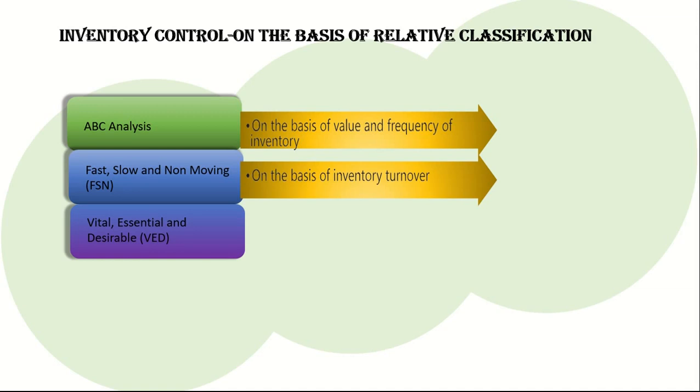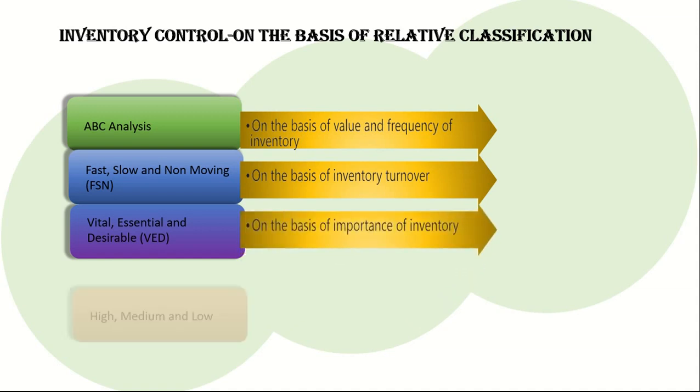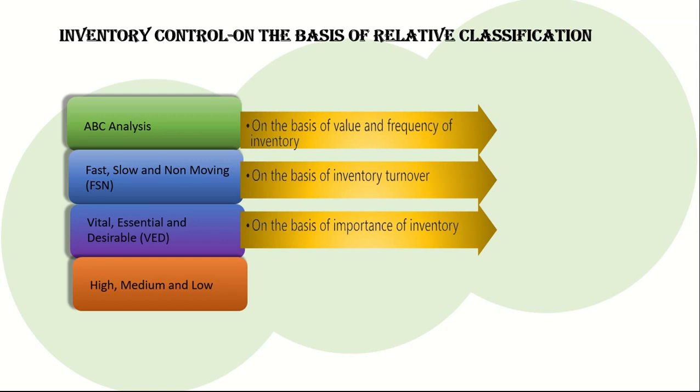Essential: items under this category are essential but not vital. The unavailability may cause substandardization and loss of efficiency in the production process. Items under this category are reviewed periodically and get the second priority. Desirable: items under this category are optional in nature, and unavailability does not cause any production or efficiency loss.